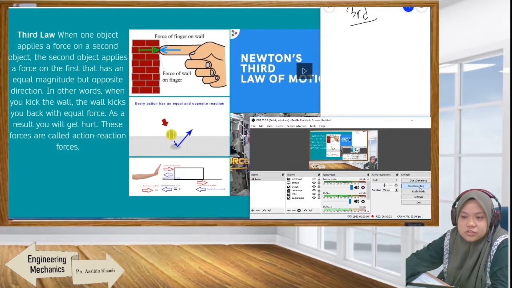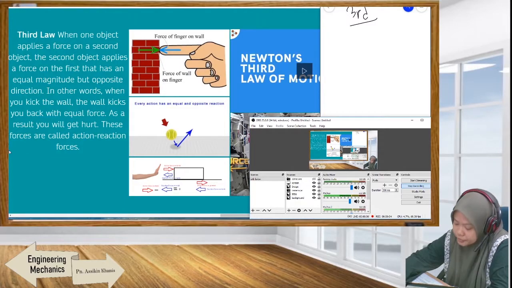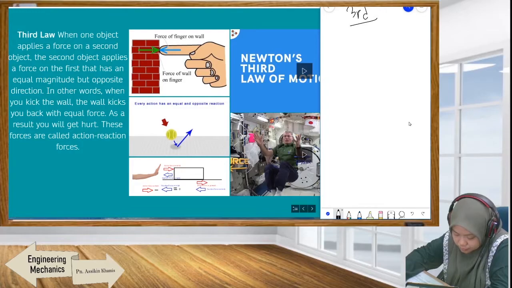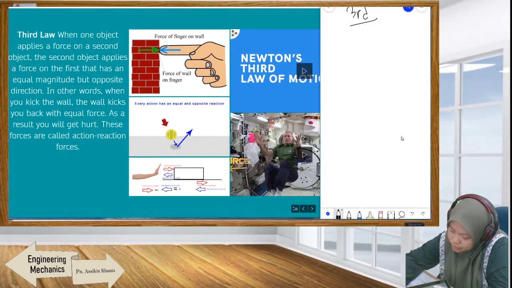Okay, so seterusnya adalah third law yang terakhir. Satu topik yang terakhir adalah third law. Third law cakap when one object applies a force on a second object. Okay, when one object, ni objek yang pertama, kenakan force pada second objek kedua.